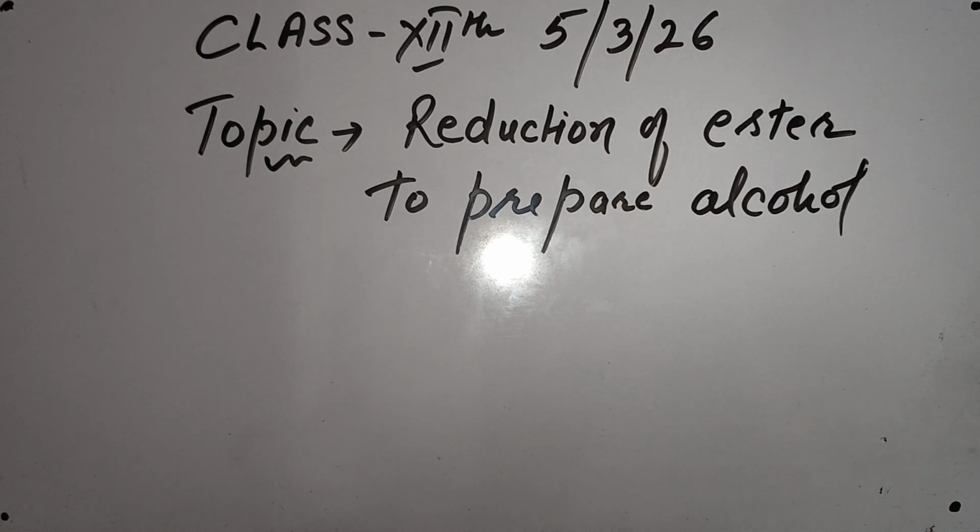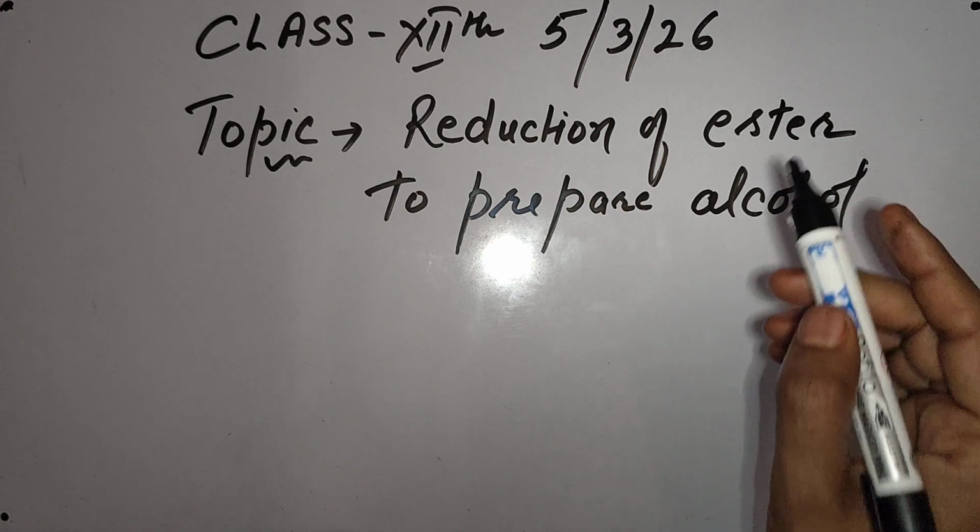Hello everyone, class 12th. Topic is reduction of ester to prepare alcohol. In previous videos, we have understood how we can prepare alcohol from aldehyde and carboxylic acids. Here we have another organic compound which can prepare alcohol, that is ester.